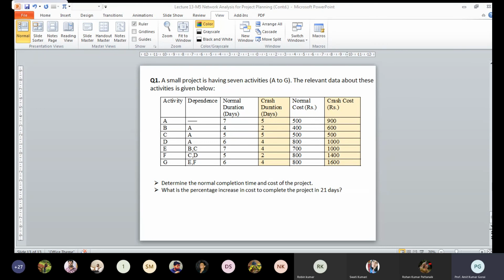Now, how can you choose which activity to target for crashing in order to reduce the project duration? I will discuss that when we cover how to crash a particular activity. Before that, I will discuss the path analysis, and then we will discuss that. Now I am stopping the recording here.